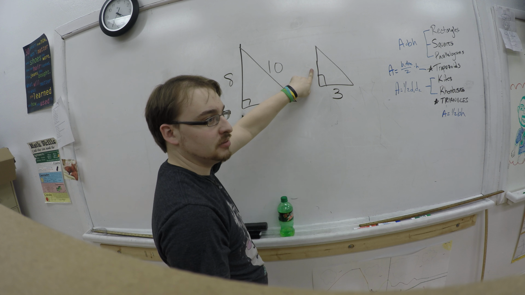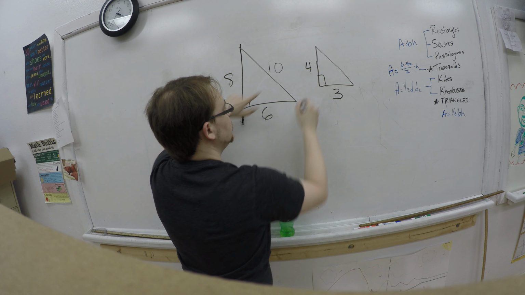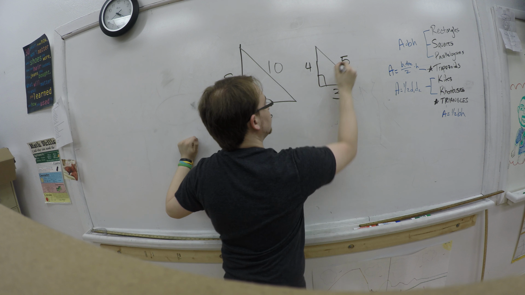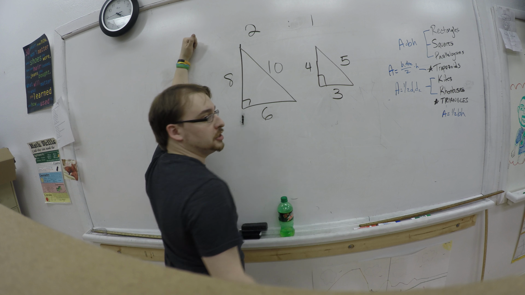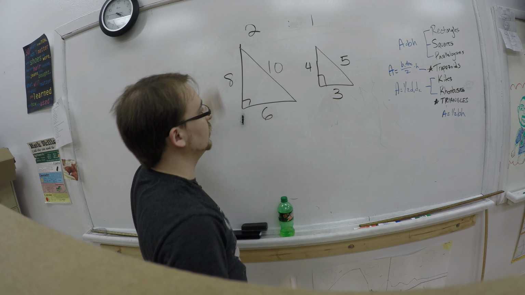What's this side going to be? 4. What's this one going to be? 5. So we see the relationship here. This side is 2 times bigger than this guy. So we have a 2-to-1 ratio, right? Yep. Okay, cool.